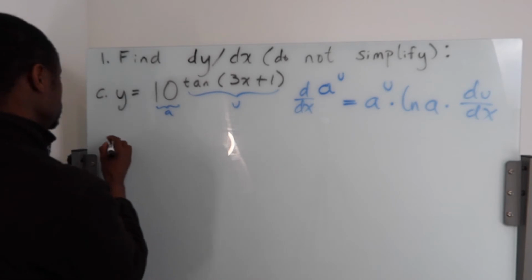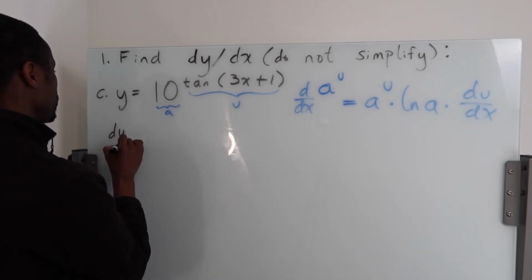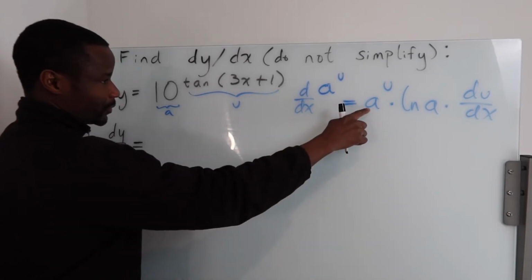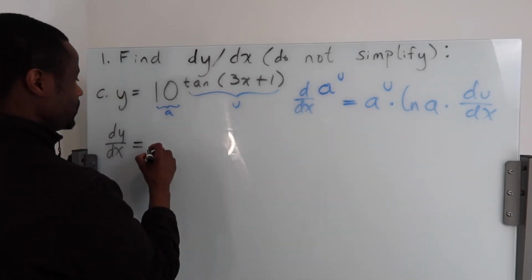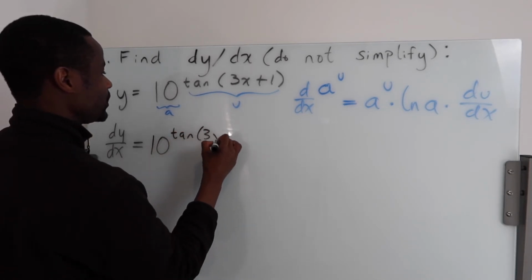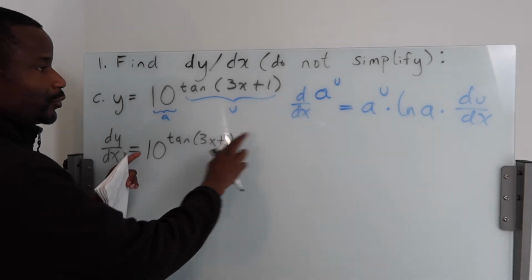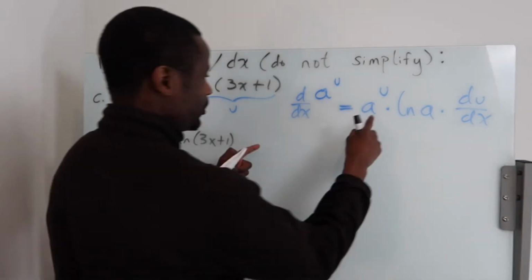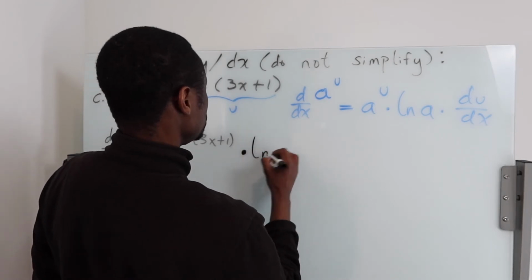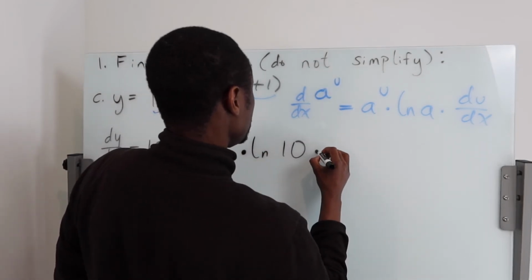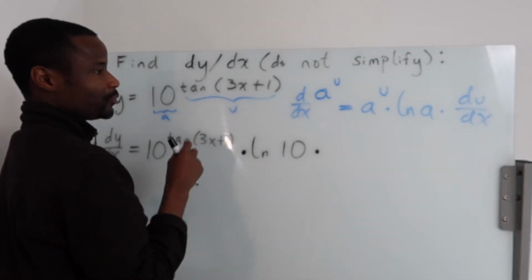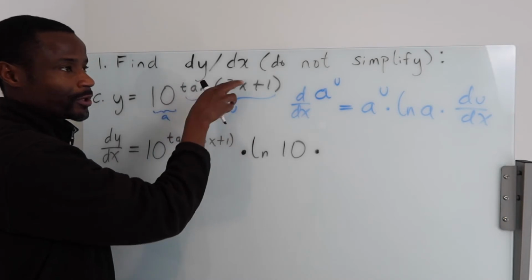So how do we find dy dx? Based on this, dy dx then is going to be the same a to the u, exactly the same thing: 10 to the tangent of 3x plus 1. So we have our a to the u, and we multiply by the natural log of a, which is going to be the natural log of 10, times du dx. If our u is tangent of 3x plus 1, what's du dx? Tangent, we work our way in.